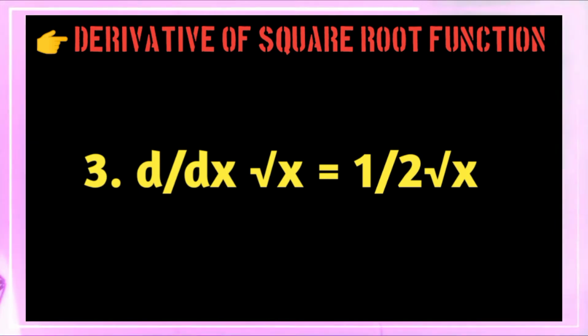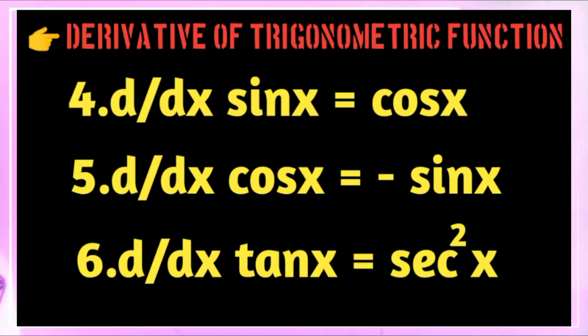Now next, trigonometric functions. If we are talking about the trigonometric functions, there are 6 trigonometric ratios, and here we have to define the derivatives of trigonometric functions. So very first, derivative of sin x. Derivative of sin x is always cos x. Remember this, derivative of sin x is cos x. Now the derivative of cos x is minus sin x.